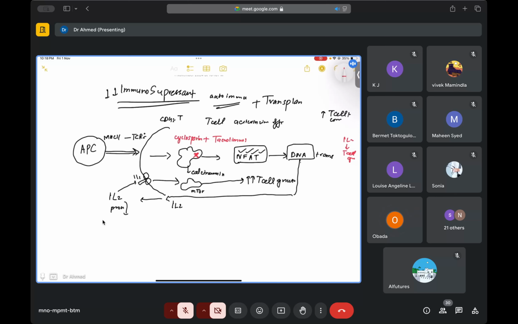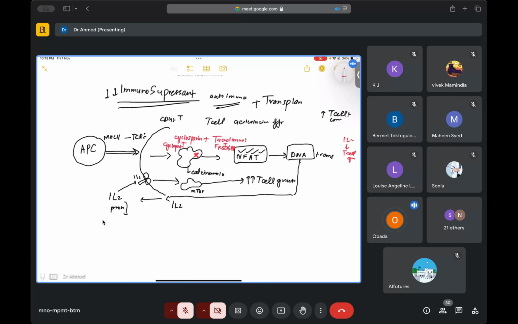Cyclosporin and tacrolimus are first of all going to join with some kind of proteins, which is very high yield. You guys must remember that. Cyclosporin, when combined with a protein that is cyclophilin, is going to deactivate your calcineurin. Similarly, tacrolimus, whenever it's bound to a protein known as FK506BP, once combined with FK506BP, is going to suppress your calcineurin, right?